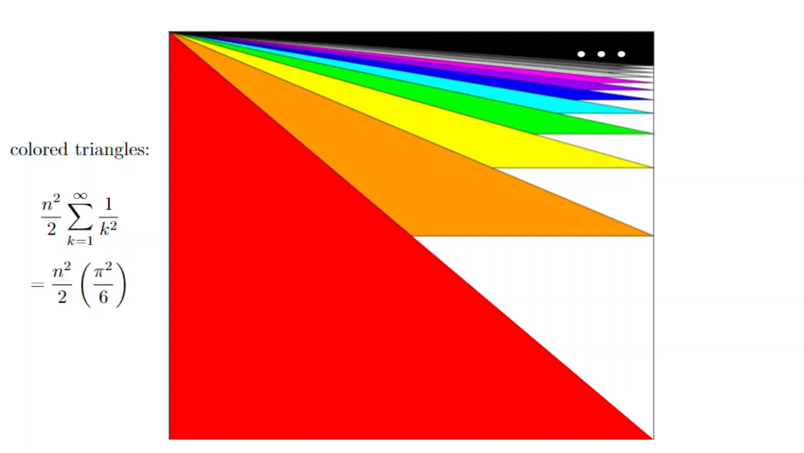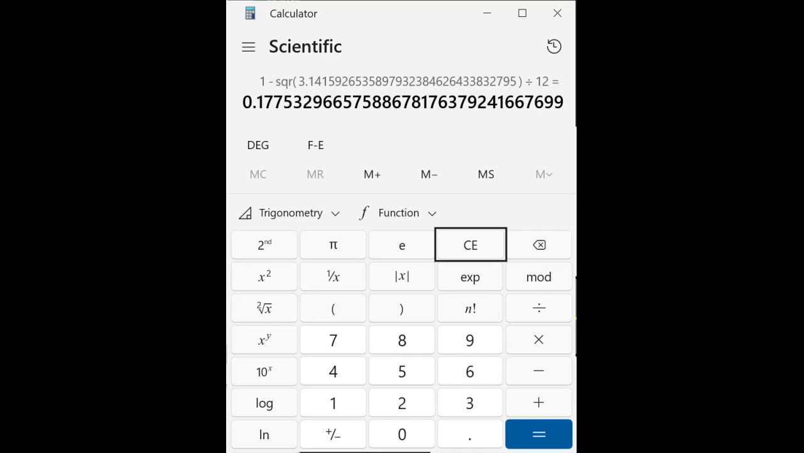So then, the total number of white squares, the value we're actually trying to compute, is n squared times 1 minus pi squared over 12. And what do you know? If we plug that constant into a calculator, it's about 0.17753. So there you have it, 15-year-old me. That's why it's special. You're welcome.